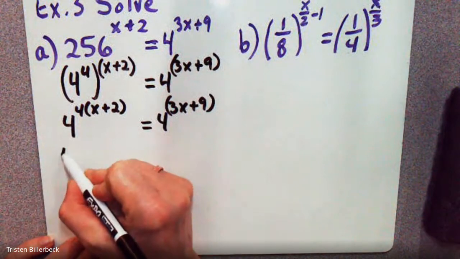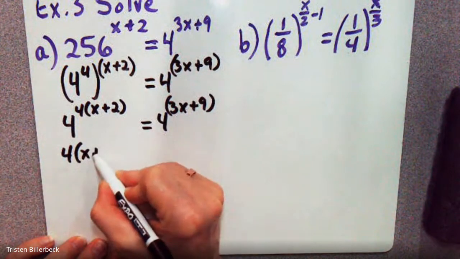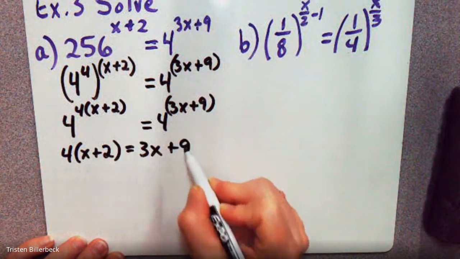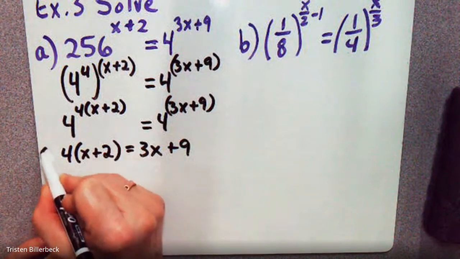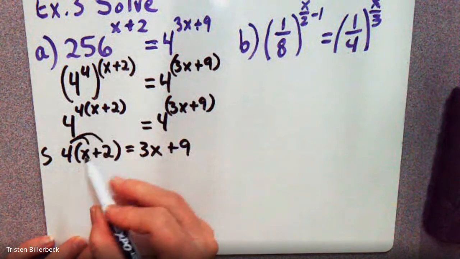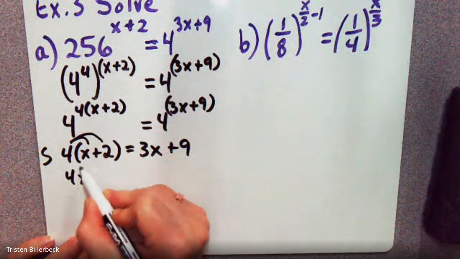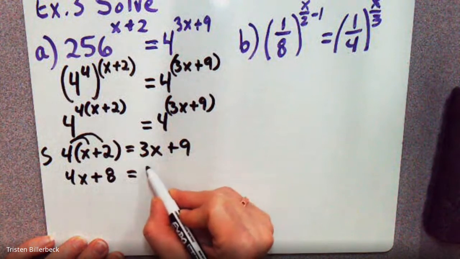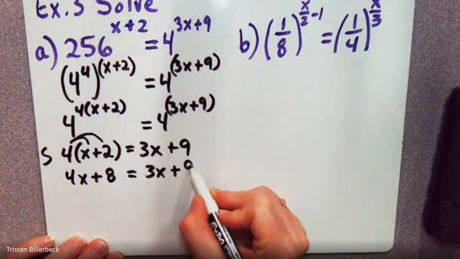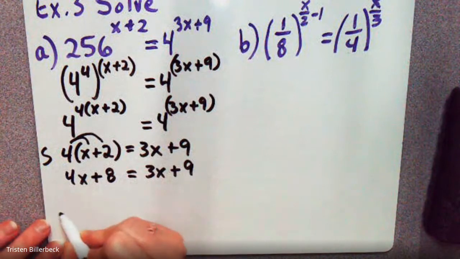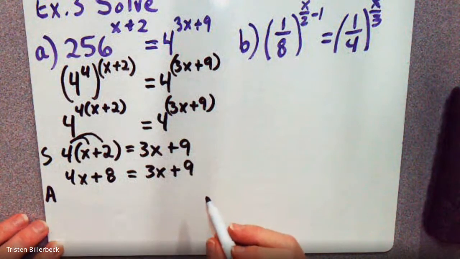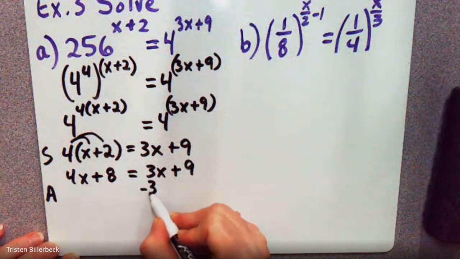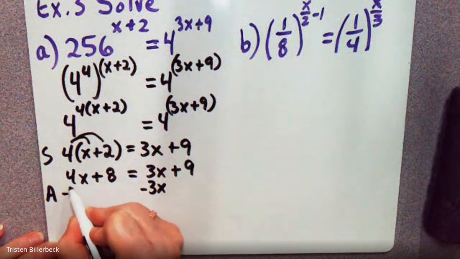So we have 4 times x plus 2 equals 3x plus 9. So we use the SAM. We simplify by distributing. So we have 4x, and then 4 times 2 is 8, equals 3x plus 9. So now we're going to use an additive inverse. So that's the A of the SAM. So I'm going to use an additive inverse for 3x, which is negative 3x, and move that over here.